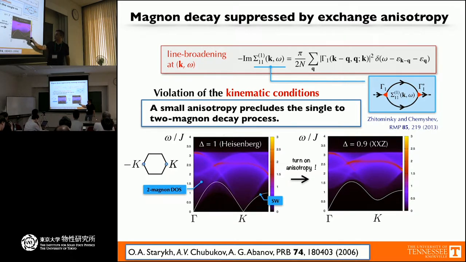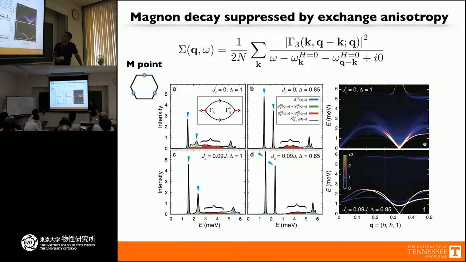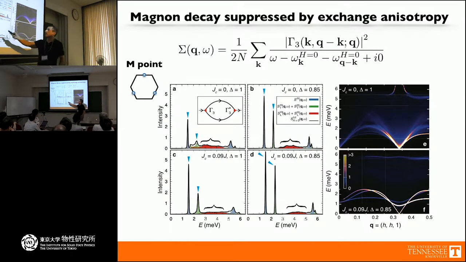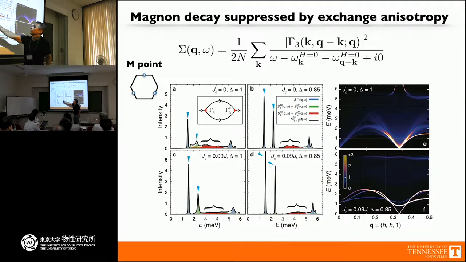So what happens, as you can see here, is that the onset of the continuum is now above the single magnon dispersion. So there is no broadening. As soon as you put a small anisotropy, that broadening is gone. A similar situation happens when you add a small interlayer interaction. And we can see that if we compare the dynamical spin structure factor at these so-called endpoints. These are the endpoints of the Brillouin zone.